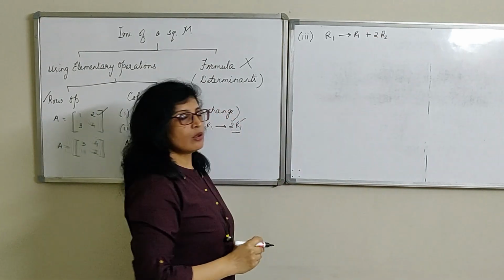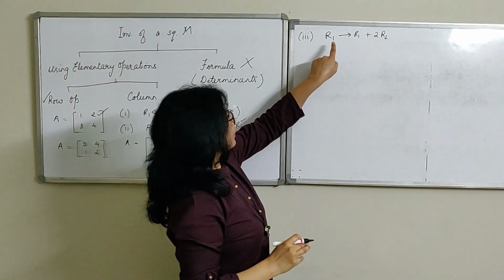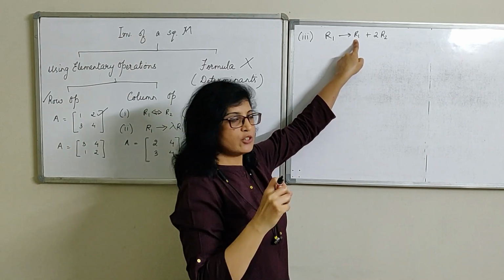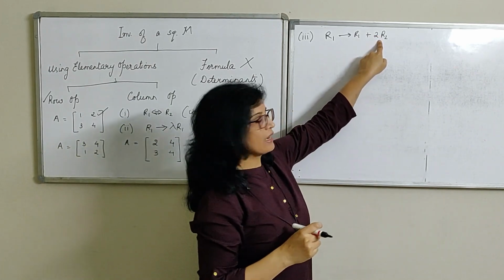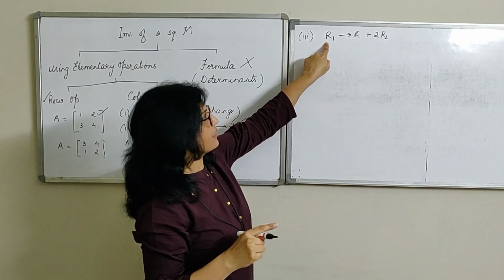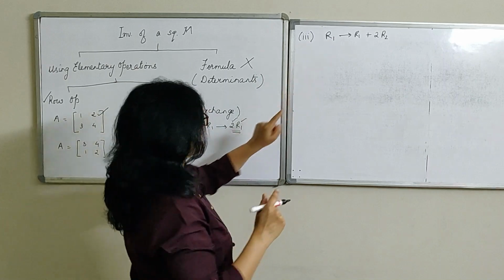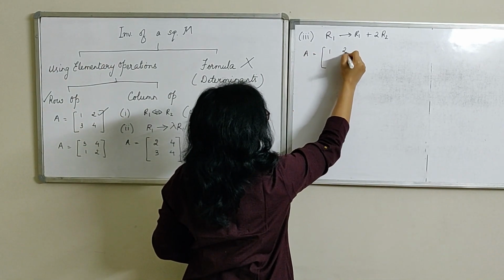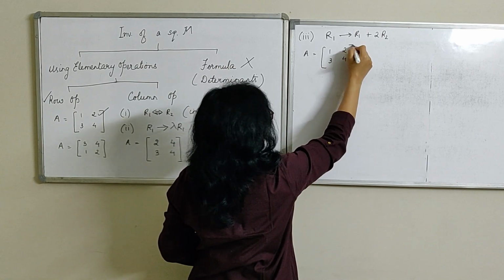This way. What it means is that initially we have row 1. What are we adding to it? Corresponding elements of twice of row 2. The new row obtained is row 1. So let us see here, I am writing the matrix again. This is the initial square matrix.